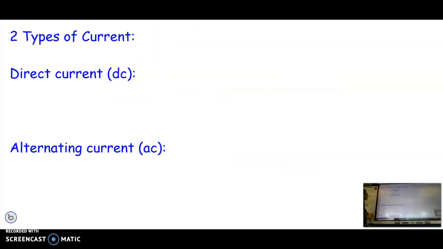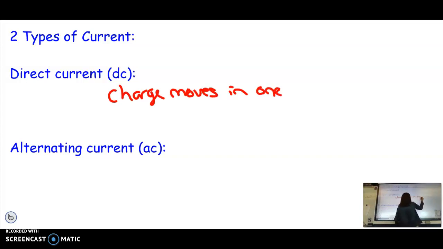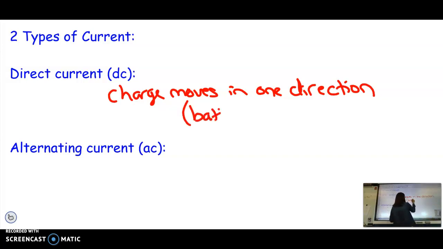Okay, and the last piece of information: there are two different types of current, AC and DC, not referring to the band, of course. But direct current is when the charge moves in one direction in the circuit. So the charge is only going to move through the path one way. This is what we see when we have a battery as the source of the potential difference.